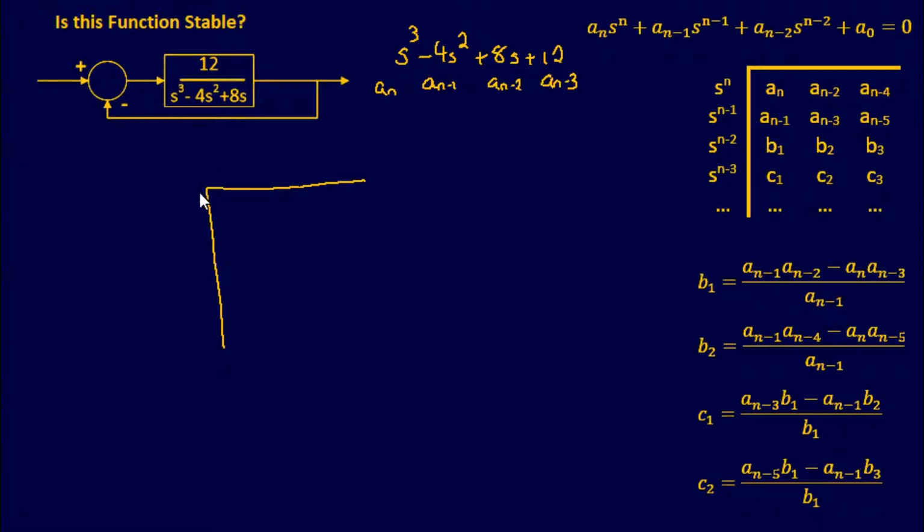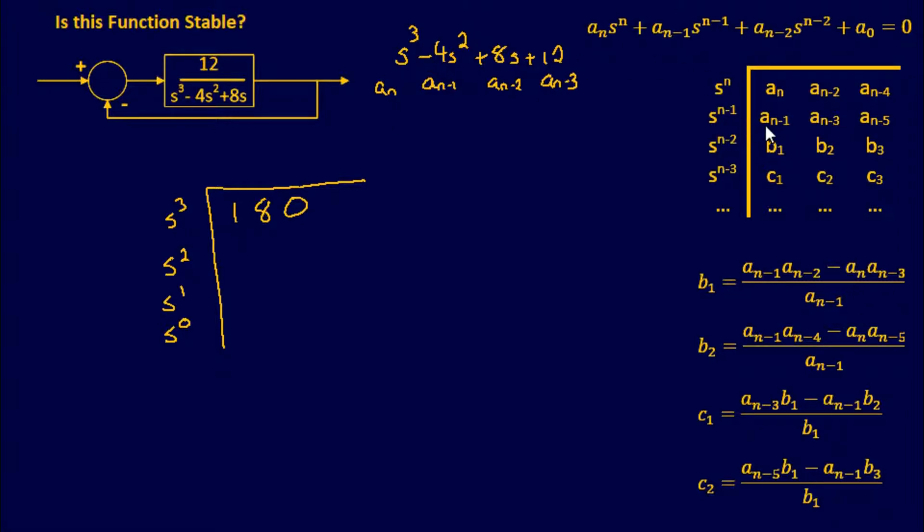I know I have the best handwriting, don't I? So I have S3, S2, S1, S0. All right, filling out the table. First guy right there, A of n is 1. Number 2, 8. 3, well, there's no 4, so that's 0.